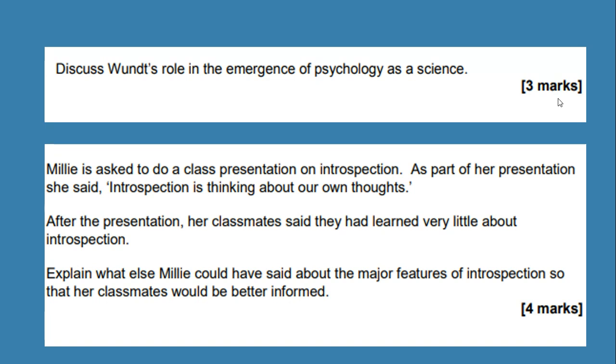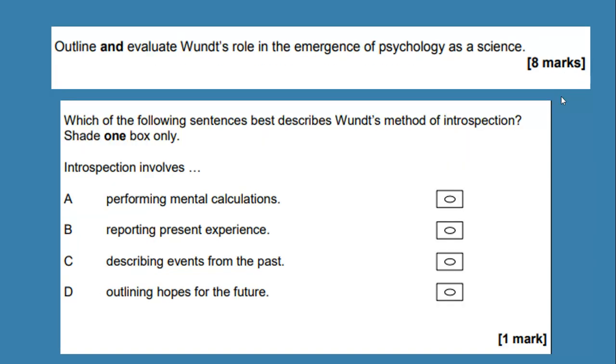The second question is a 4-mark question, and it's a fairly tricky one. It's asking you what the major features of introspection are. So there's 4 marks on kind of what introspection is. This is a question that's not answered particularly well. So in the mark scheme shortly, make sure you kind of pick out the key points from that. You then got an 8-mark question about the emergence of psychology as a science again, and then another multiple choice question. The mark schemes for these follow. So if you want to have a go at the questions, please do so before the mark schemes come up.